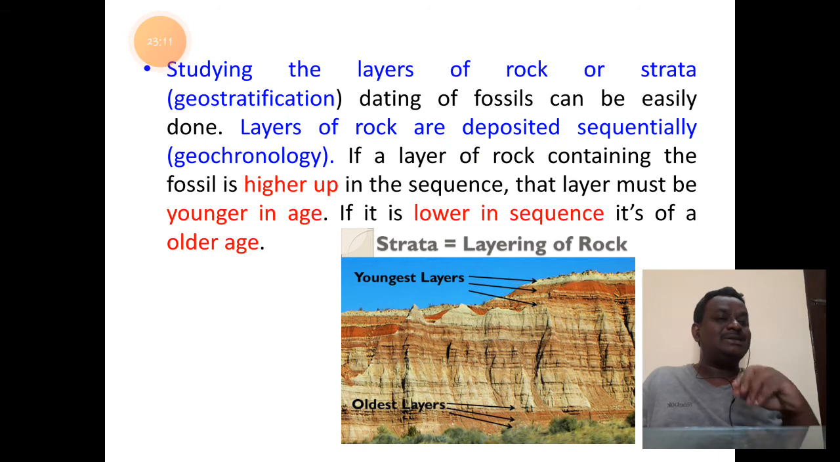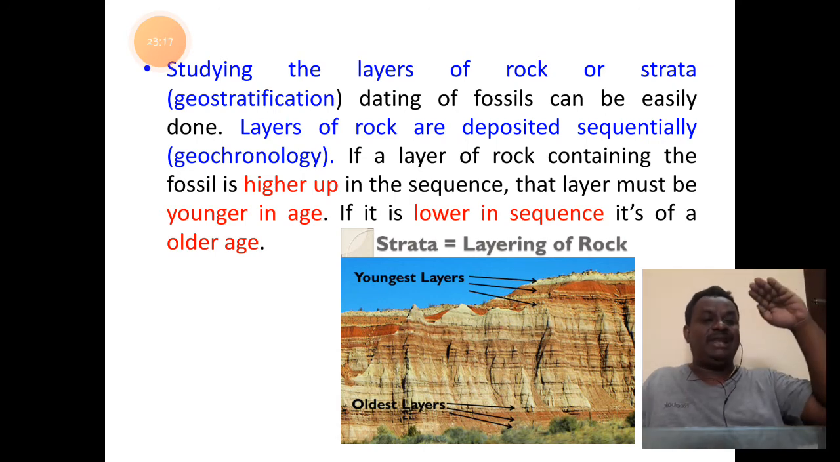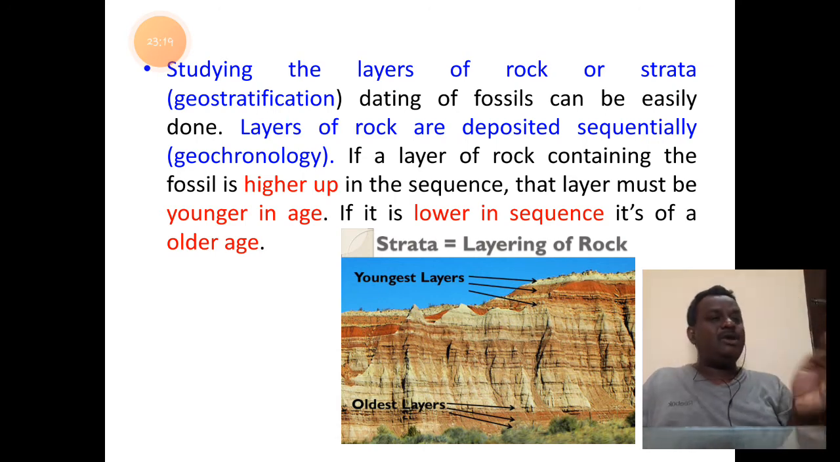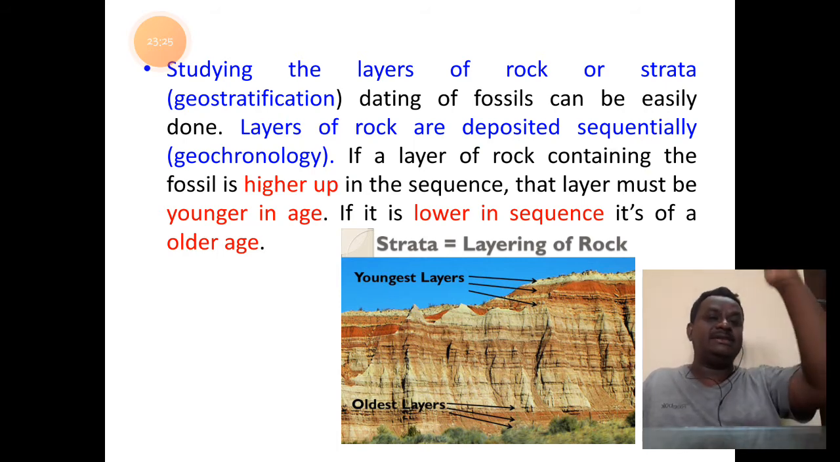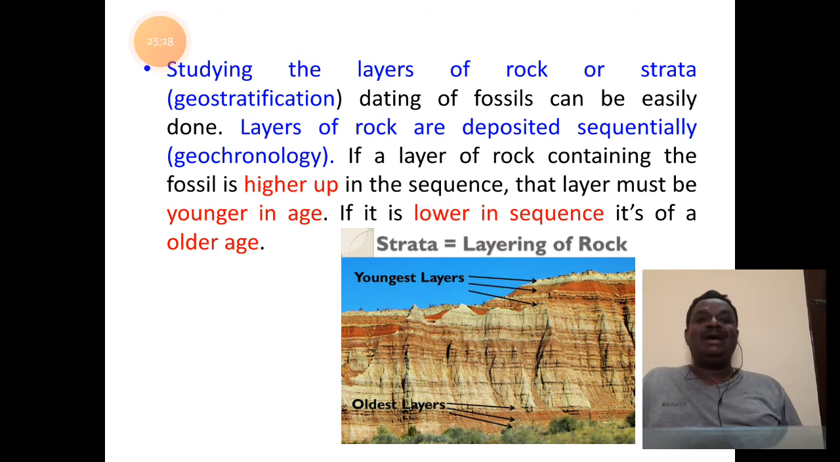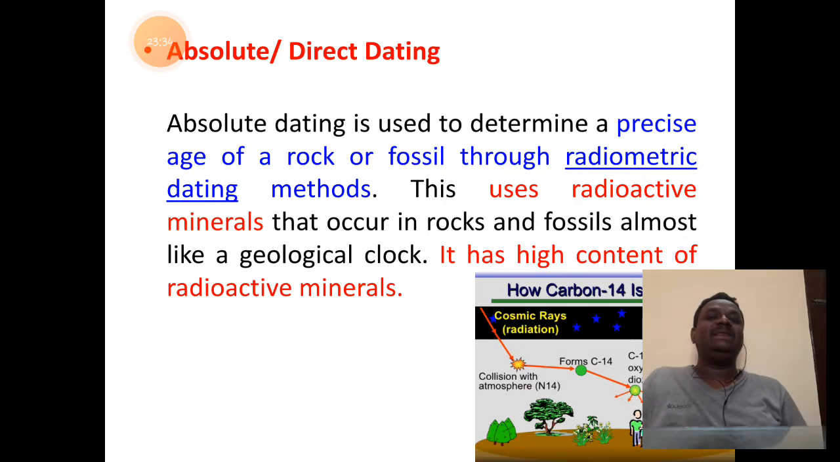So age wise, older fossils are present in the deeper layers compared to the upper layers. Complexity of the organism wise, ancestral organisms of simple kind are present in older layers compared to the upper layers. So that's the importance of geostratification and geochronology.